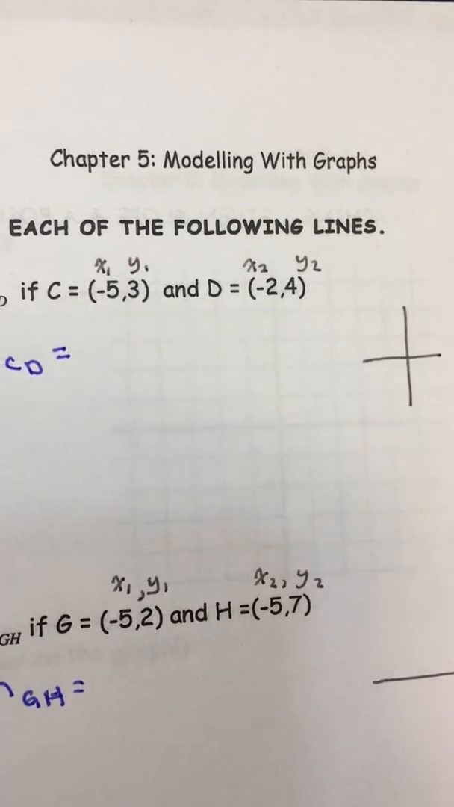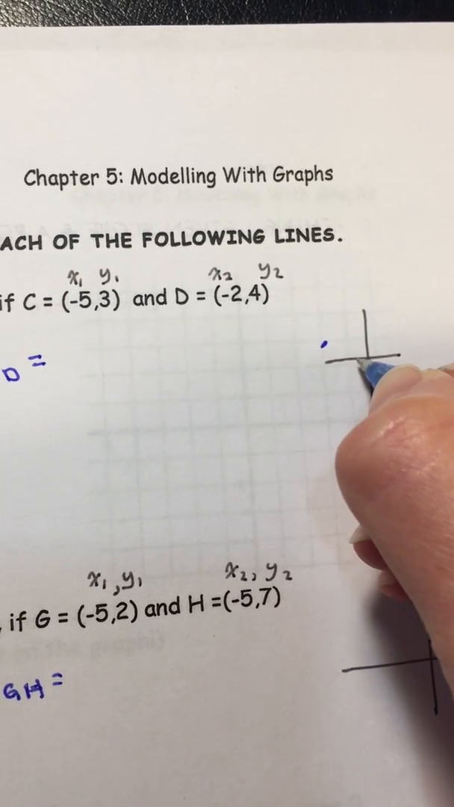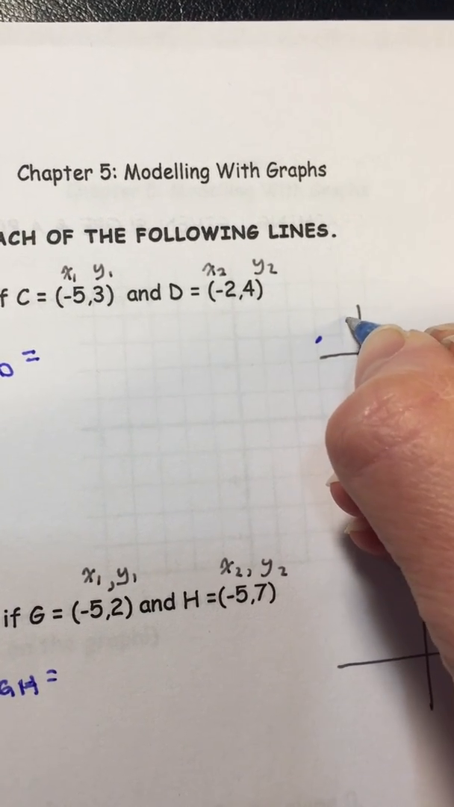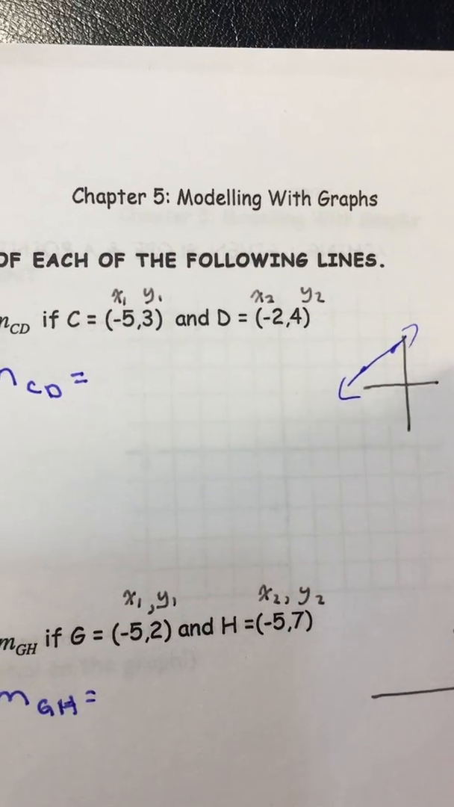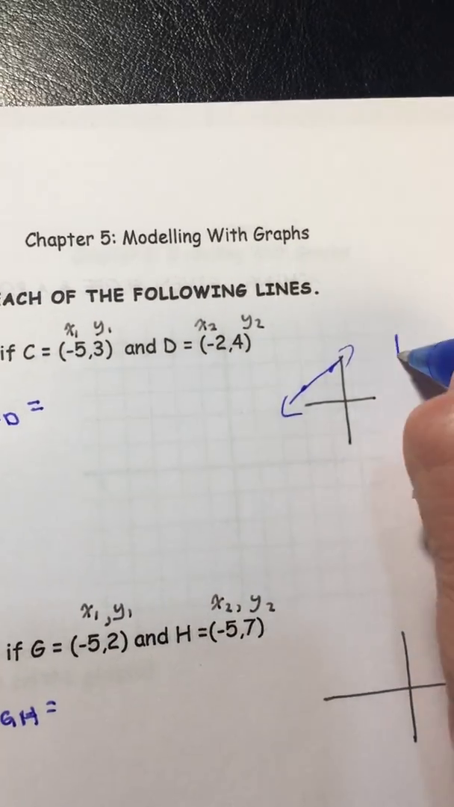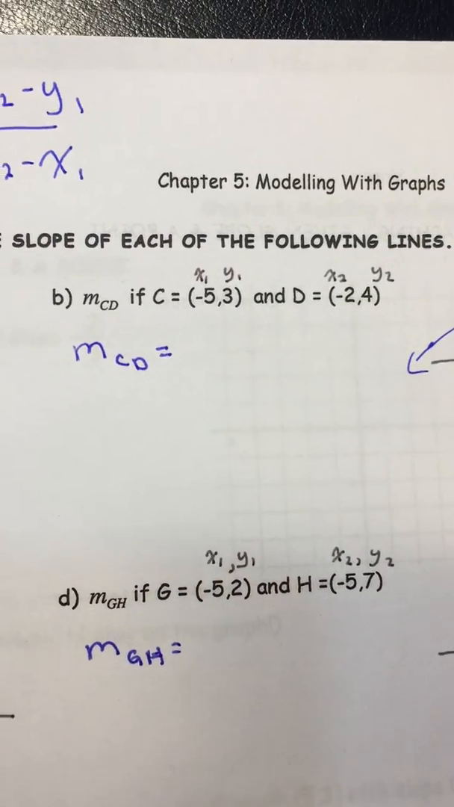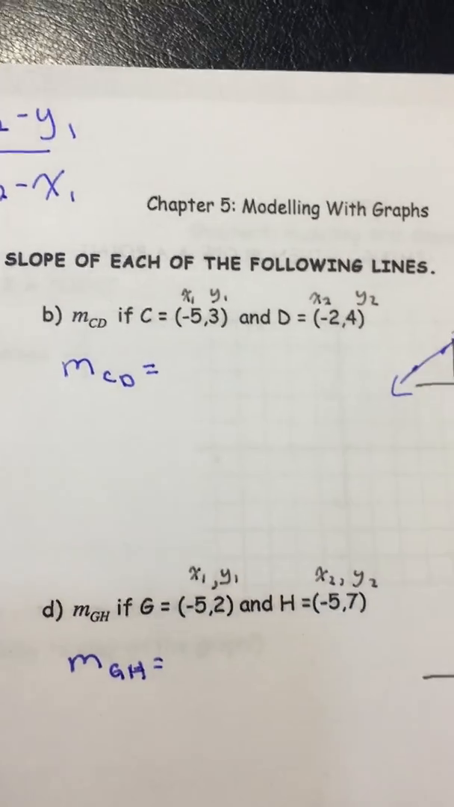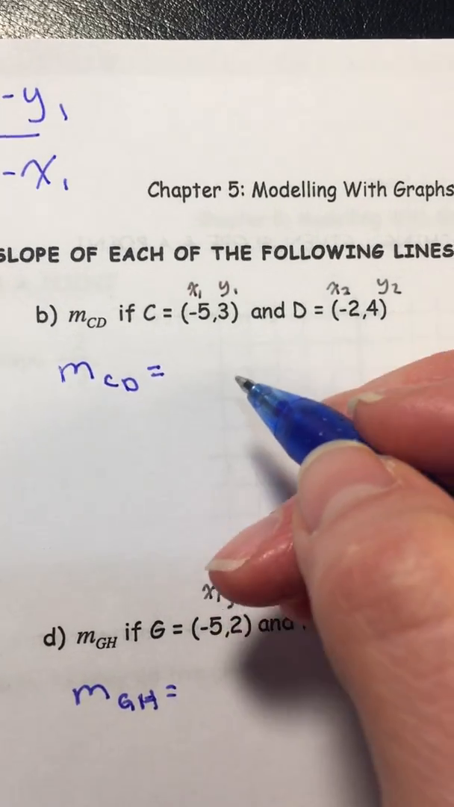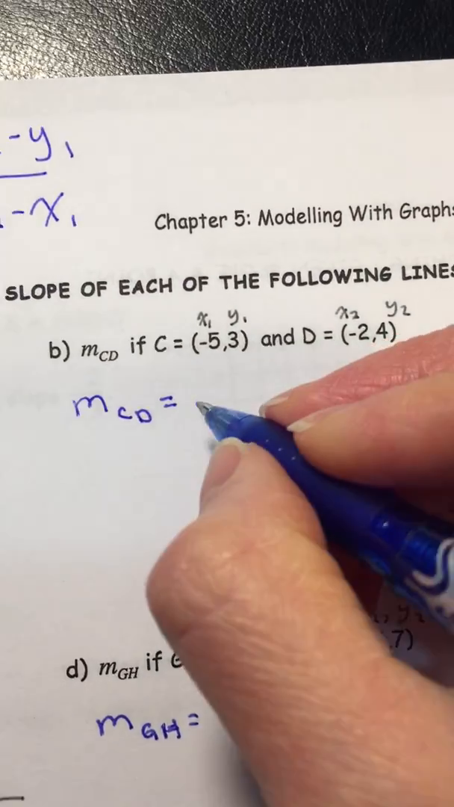So, for example, in this one, I would go negative 5 and 3 and negative 2 and 4 and draw a little sketch just to get a sense of what's going on. So I can see that this slope should be positively sloped. So when I calculate it, I can catch my error if I subtract in the wrong way or something. Okay, turn the video off and do all the questions up to D and then check back.